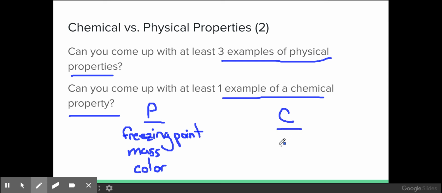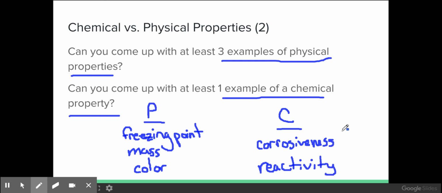2 other examples of chemical properties. Corrosiveness. Corrosiveness is how acidic or basic a substance is, and it causes chemical change when it corrodes something. Corrosiveness is a chemical property. Reactivity. Different elements on the periodic table are different levels of reactivity. They have different levels of reactivity, and they react in different ways.